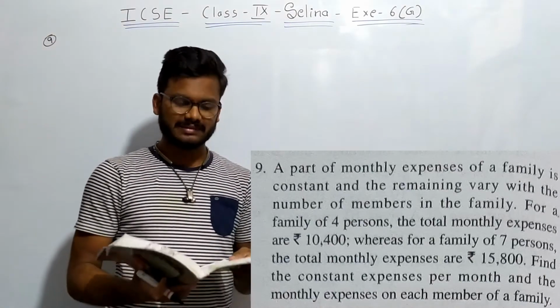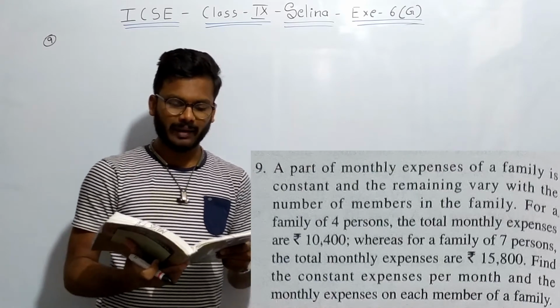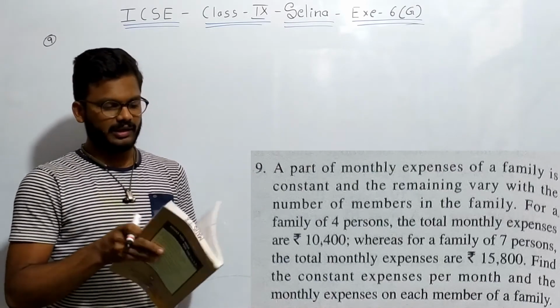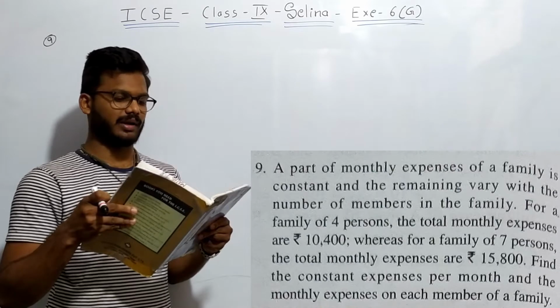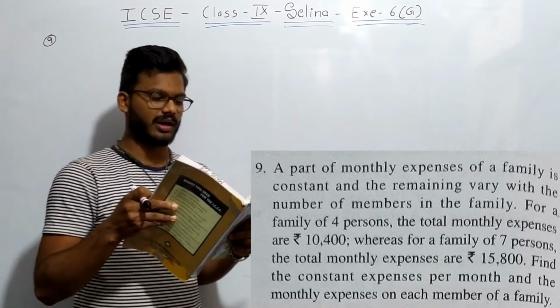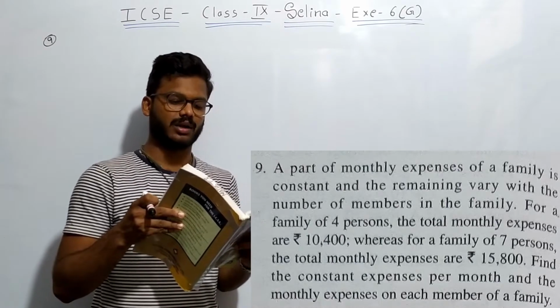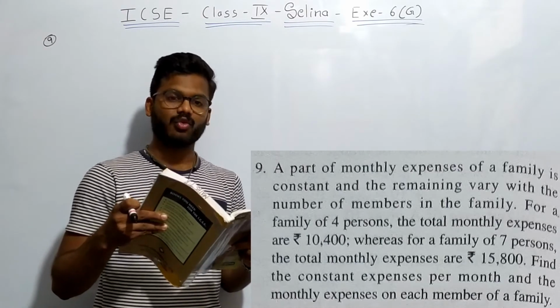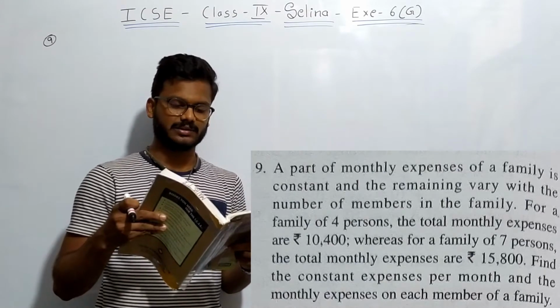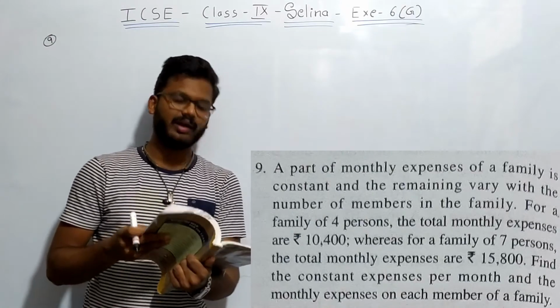A part of the monthly expenses of a family is constant and the remaining varies with the number of members in the family. For a family of 4 persons, the total expenses are 10,400, whereas for a family of 7 persons, the total monthly expenses are 15,800. Find the constant expenses per month and the monthly expenses on each member of the family.